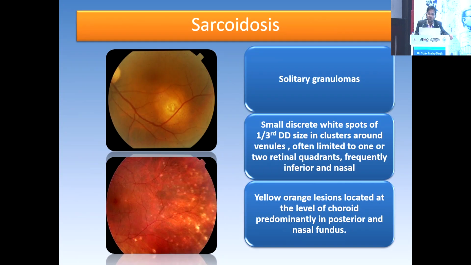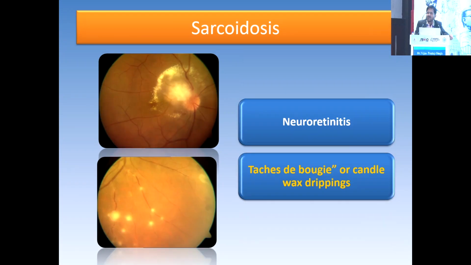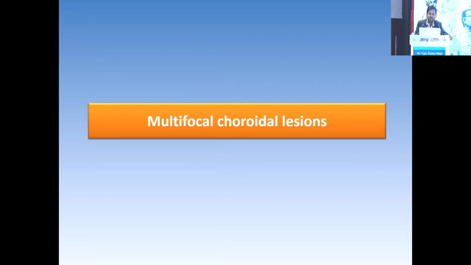Sarcoidosis closely mimics tuberculosis and can present as a solitary granuloma, but in the majority of patients the lesions are small, discrete white spots of one-third disc diameter to pinhead size, in clusters around the venules and often limited to one or two retinal quadrants, frequently inferior and nasal. But they can also present as yellow-orangish lesions at the level of the choroid, predominantly in the posterior and nasal fundus. Sarcoidosis can also present as an optic disc granuloma and in the form of neuroretinitis, and when an element of vasculitis is there, we get a typical candle wax drippings-like appearance.